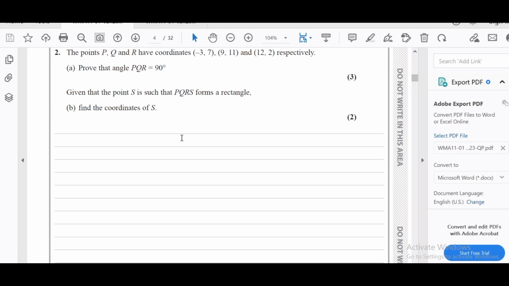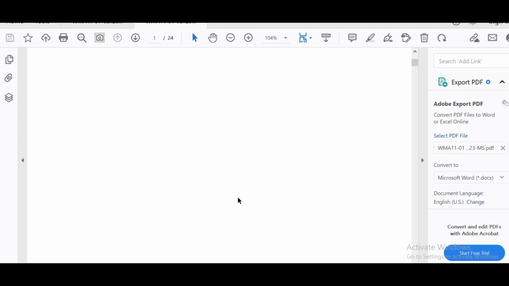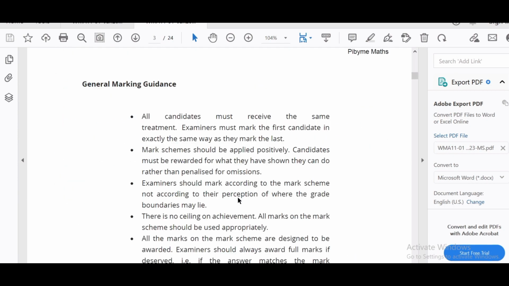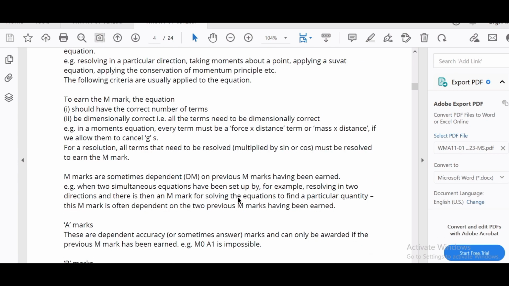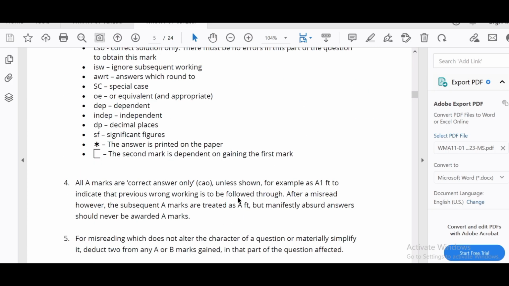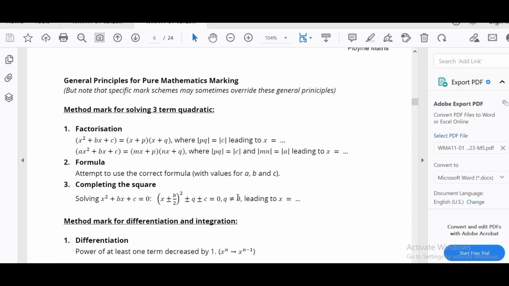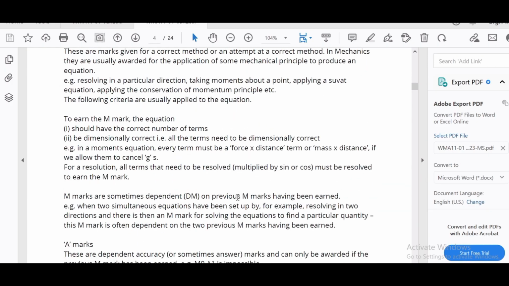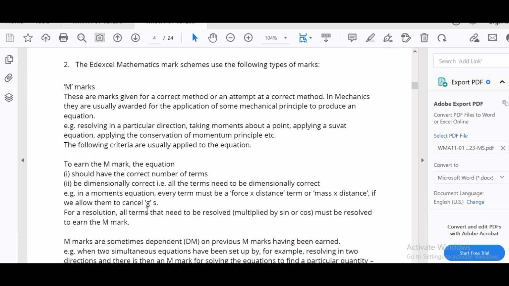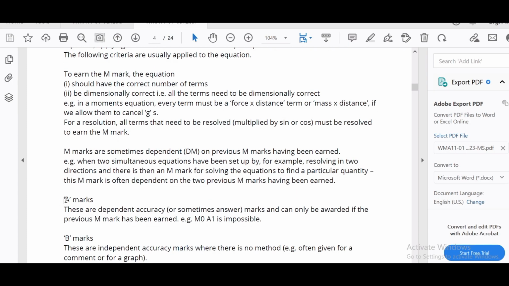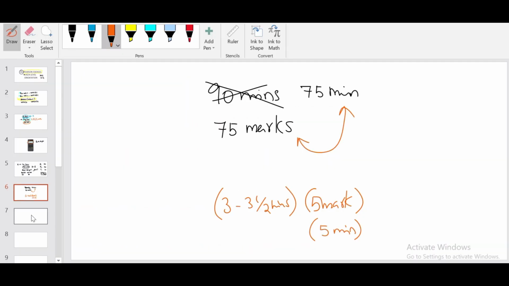This is how your question paper looks. And then this is the marking scheme. One very important thing about this curriculum, right? I'm going to show you some codes here. They use these codes. You see, where is it? It's in here. You see M mark and then A mark, B mark. I will explain what they are here.